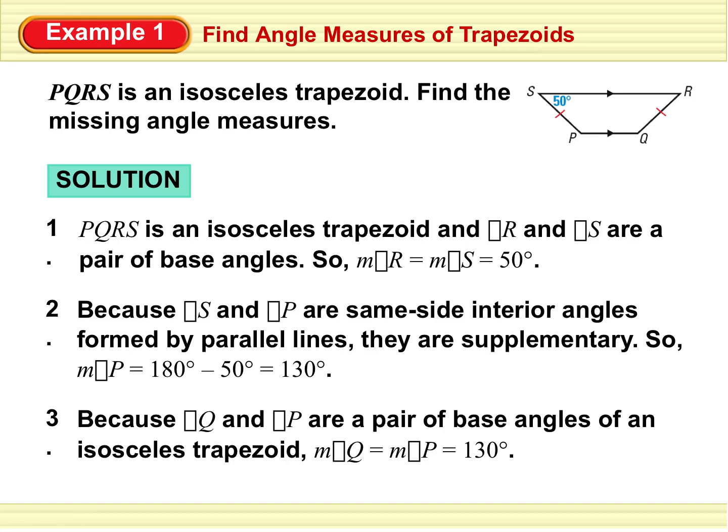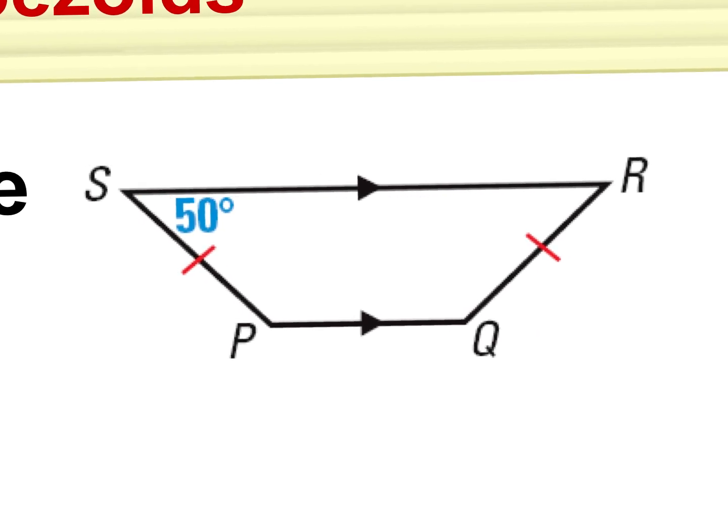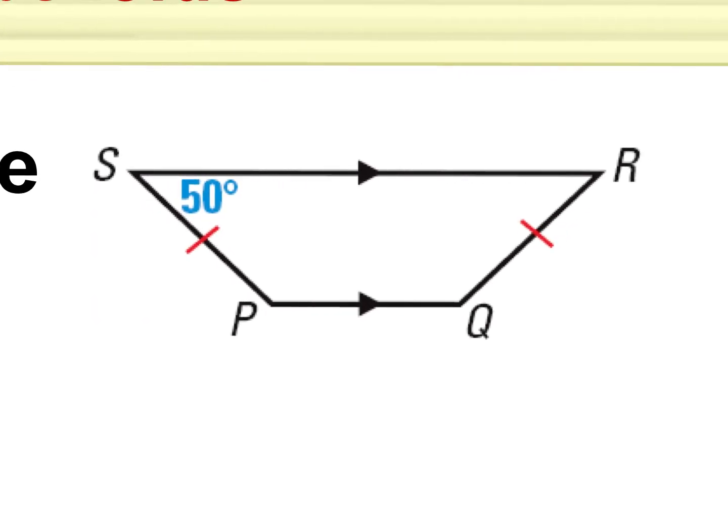6.4, we're learning about trapezoids, okay? Is a trapezoid a parallelogram? No. Why not? Because it doesn't have two pairs of parallel sides. It only has one. The other ones are angled in.